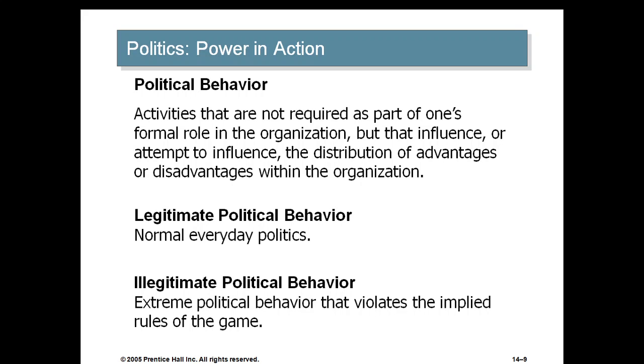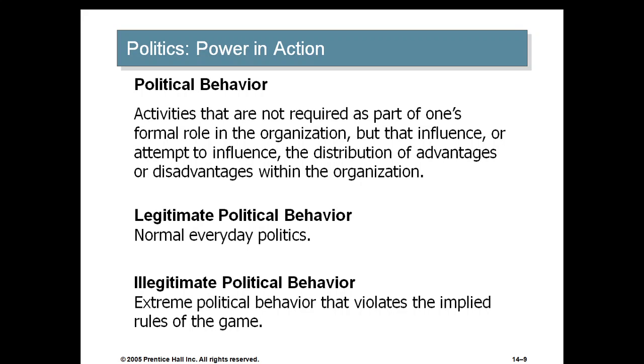As such, it is not a part of your service level agreement or your job description or your job analysis. However, it makes its way into your behavior subliminally, involuntarily, right? Activities that are not required as a part of one's formal role in the organization, but that influence or attempt to influence the distribution of advantages and disadvantages within the organization. What do you mean by distribution of advantages or disadvantages? What are the things of interest that are distributed?